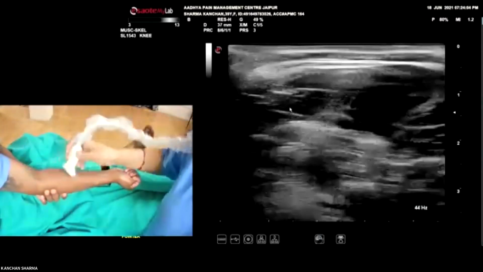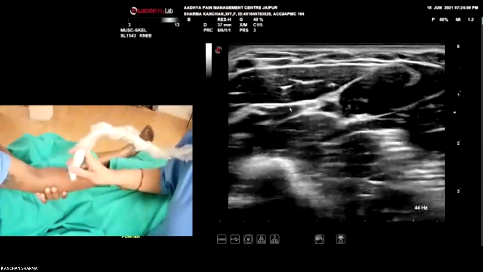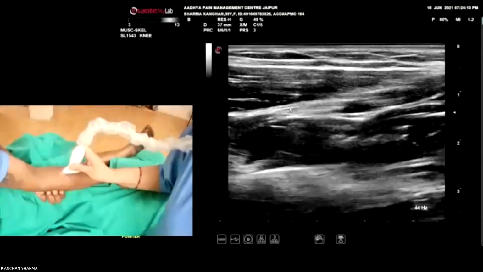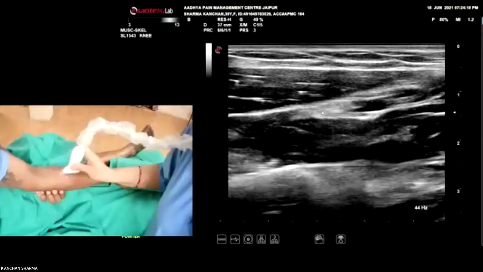And from there, if we change to the long axis, that was the short axis we were looking at. Now if we change it to the long axis, this is how the nerve will look in the long axis. Fine, so that is the nerve we are looking at in the long axis.